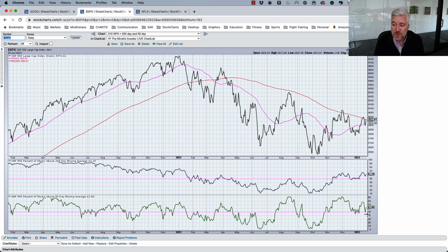The other indicator would be this one at the bottom. How many stocks are able to hold their 50-day moving average? Because the first thing that would most likely happen is you'd see a break of the 50% line at the bottom, because stocks tend to break their 50-day first, and then they would fail to hold their 200-day moving average if they're already in an uptrend.